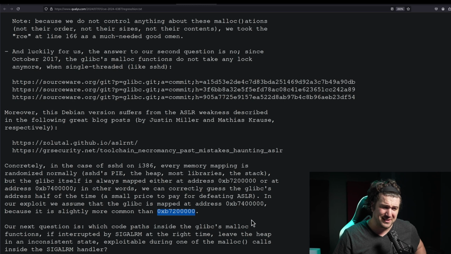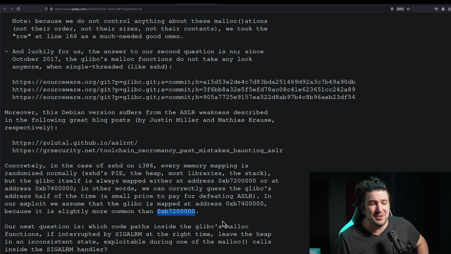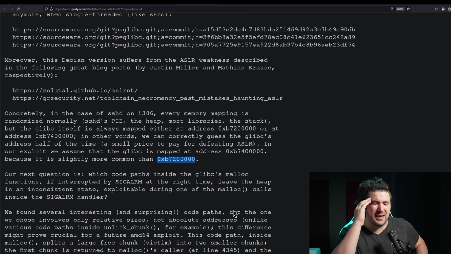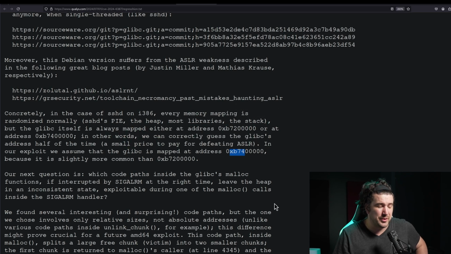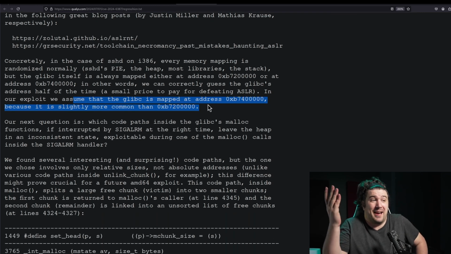That's interesting. I find this statement interesting, right? And I know this is probably inconsequential, but why can they state this? In our exploit, we assume that glibc is mapped here because it is slightly more common than here. Why is this more common than this? Why is 7.2 million more common than 74 million? And I know it's bytes, I get it, it's not that actual number, but I don't know. Now I'm really interested, and they just state it as fact.